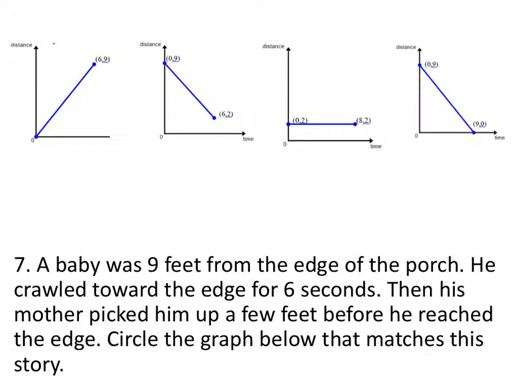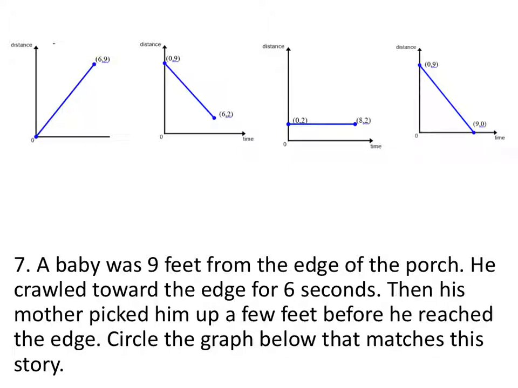Number 7, a baby was 9 feet from the edge of the porch. He crawled toward the edge for 6 seconds. Then his mother picked him up a few feet before he reached the edge. Circle the graph below that matches this story. Take 1 minute and discuss this with your neighbor.